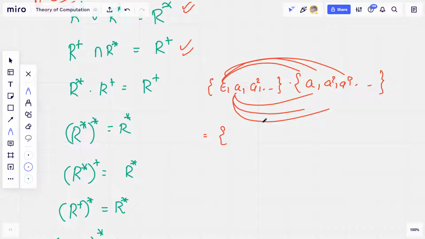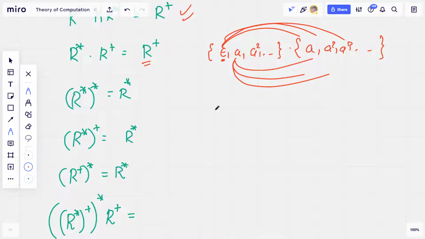Okay, but will epsilon be present? I don't think so, right? Because there's no way I'm getting epsilon here. Even if I take the smallest possible string, epsilon, here and multiply, there is no epsilon in R plus, so we won't get any epsilon. So this is actually R plus, right? Because I'll get all the possible strings with length greater than or equal to 1. Okay, and now these three are interesting.